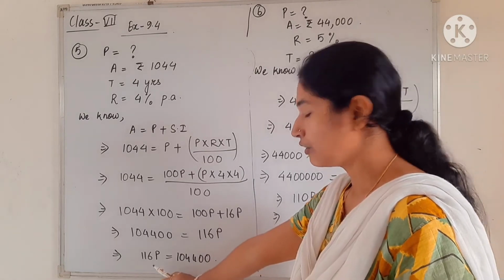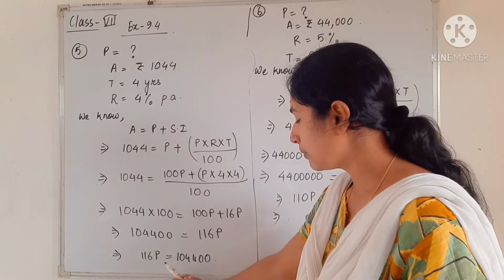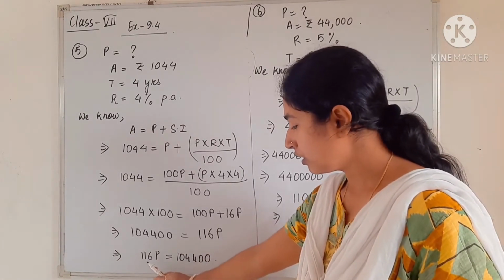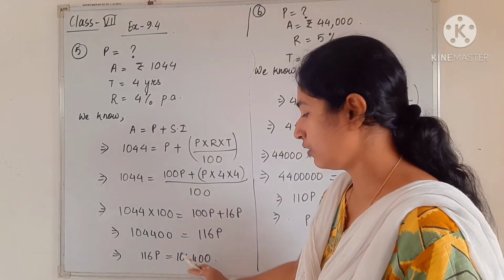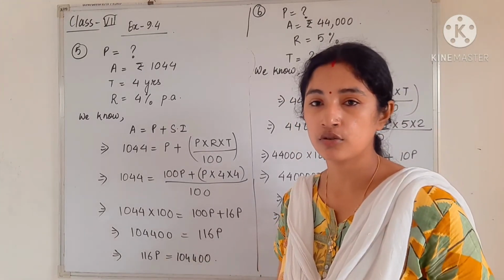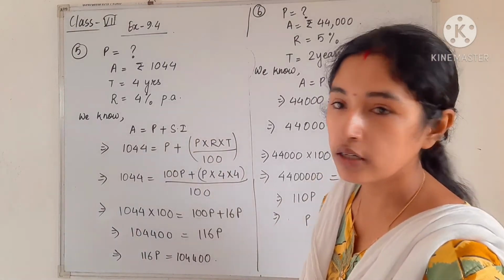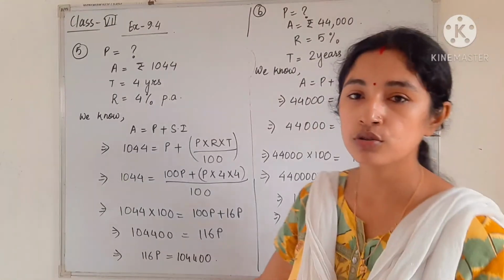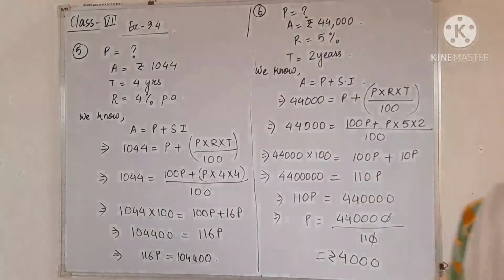So after that you can easily find the value of P by dividing 104400 by 116. Okay, so try to do the remaining one. I have not done it. You just have to do 1 or 2 steps after this. So see the next question.